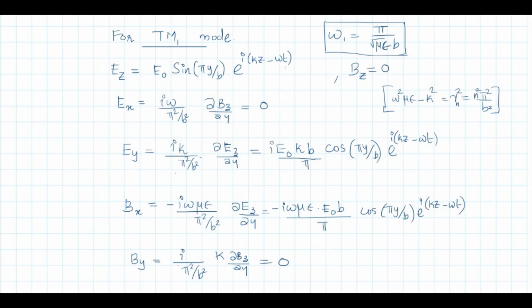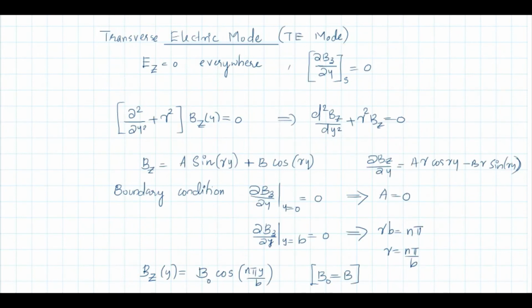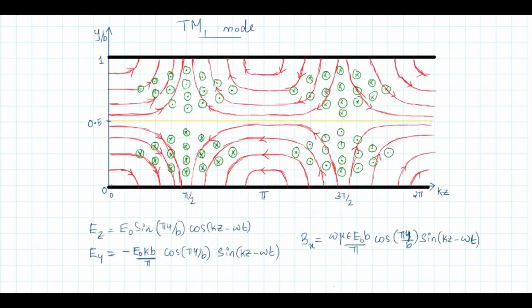And for Bx, you have a minus i here. So again, the real part will be the sine part, but it is with a positive sign. Sine(kz minus omega t) will be the real part of Bx. So when I write the real part, Ez will be E0 sine(pi y by b) cos(kz minus omega t). Ey is minus E0 kb by pi cos(pi y by b) sine(kz minus omega t). Bx is omega mu epsilon E0 b divided by pi cos(pi y by b) sine(kz minus omega t).